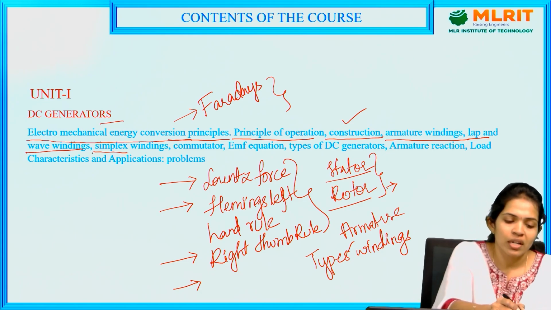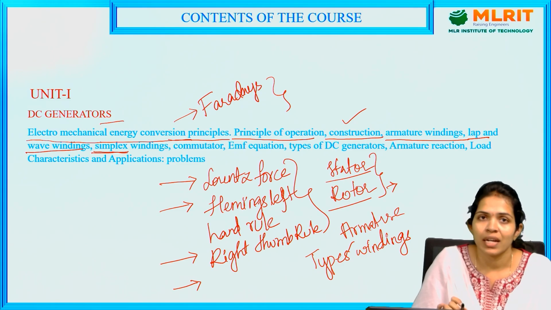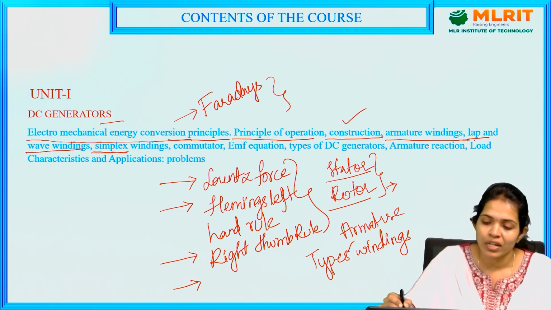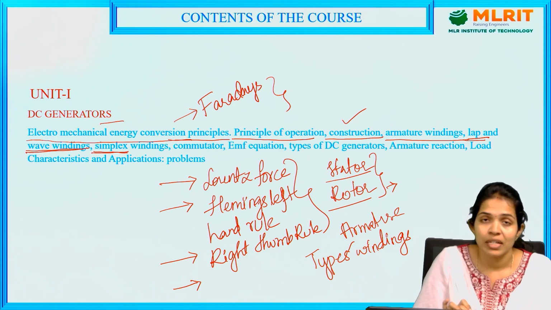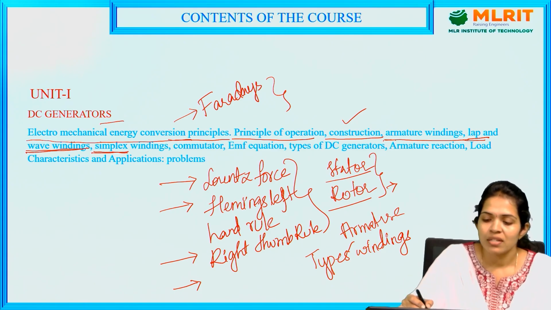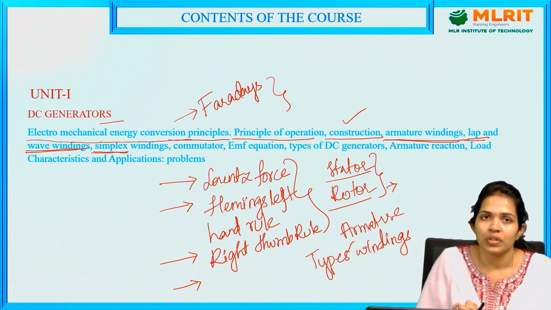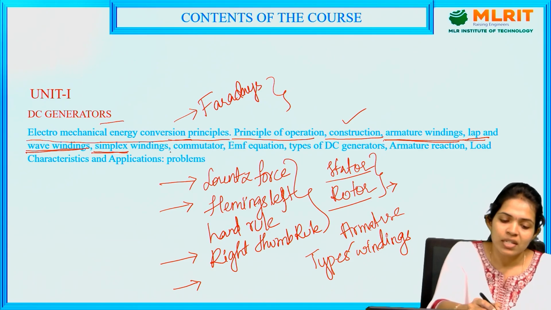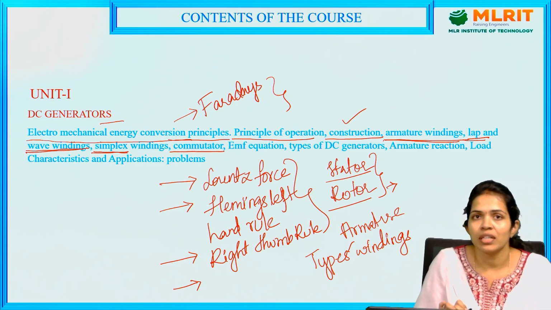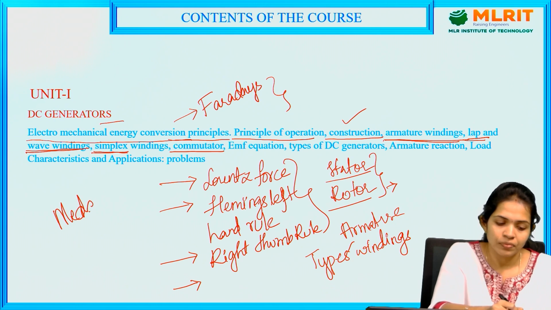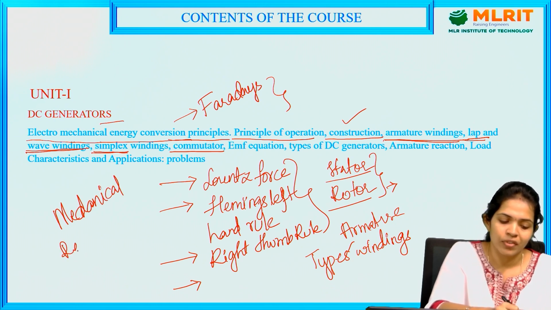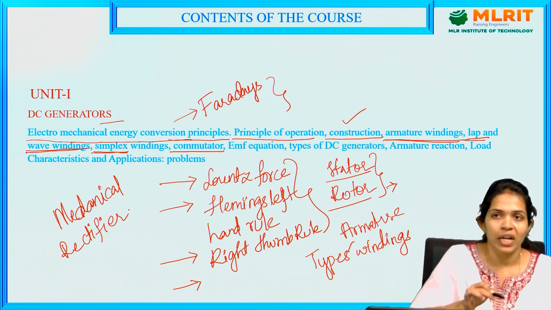What are their respective structures? What are the respective diagrams of both lap windings and wave windings and their constructional features? All will be discussed under the topic called armature windings in unit 1 of DC generators. Then we will discuss the commutator. A commutator is a mechanical rectifier which converts all the alternating quantities in the armature to direct quantities.